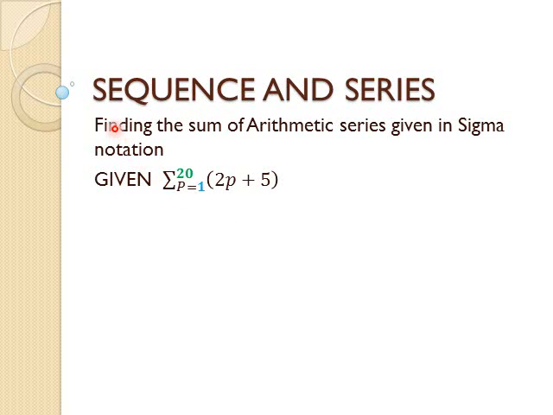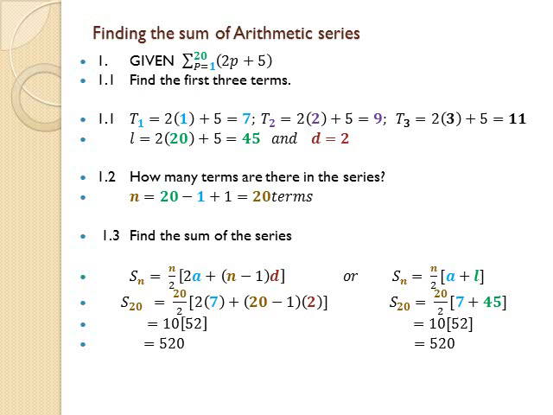Alright, lesson 16, finding the sum of an arithmetic sequence given in sigma notation. So you're given sigma, and from there you have to get the sum. Right, so problem 1, given the summation, p starting at 1 and ending at 20, of 2p plus 5.